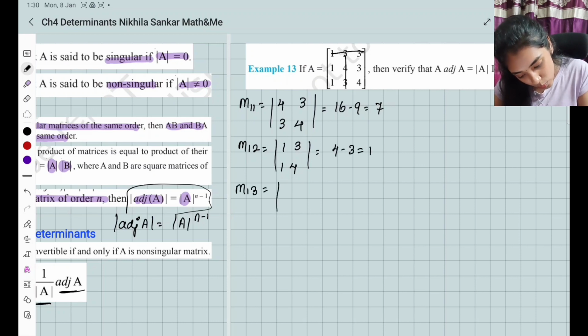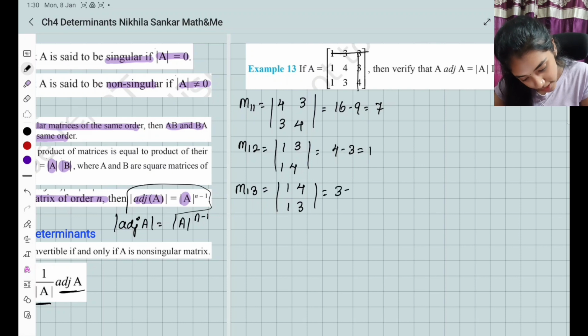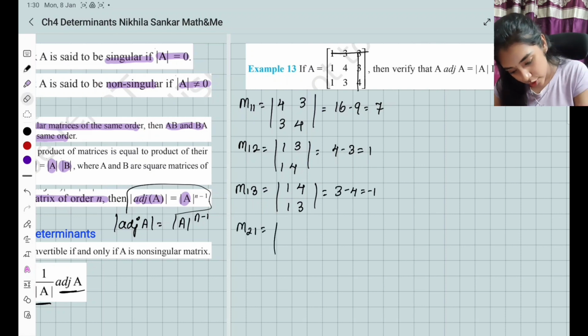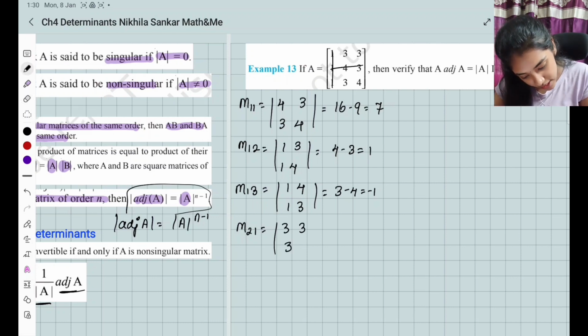Then M13 is going to be, M13 na hide the first row and the last column. So I have 1, 4, 1, 3. So this is going to be 3 minus 4, which is minus 1. Then M21 is going to be, hide this. So 3, 3, 3, 4.